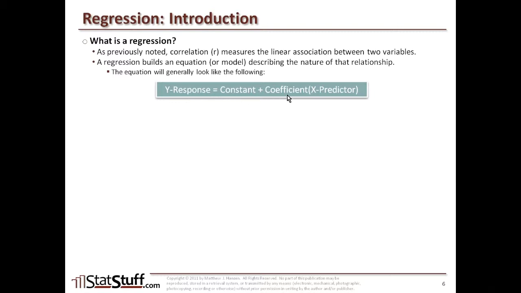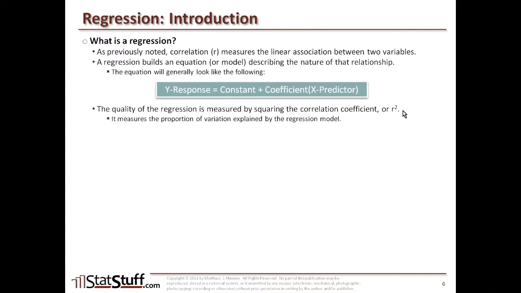Now, with that equation, you could do several things. And we'll get to that in just a second, but the quality of the regression is measured by squaring the correlation coefficient, or what's called the R squared value. So it measures the proportion of variation explained by the regression model.